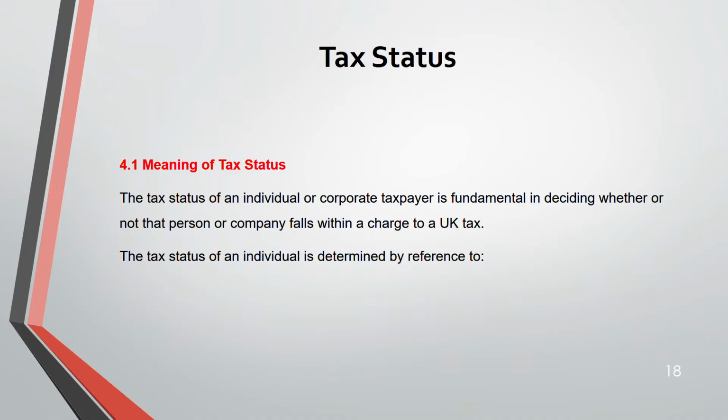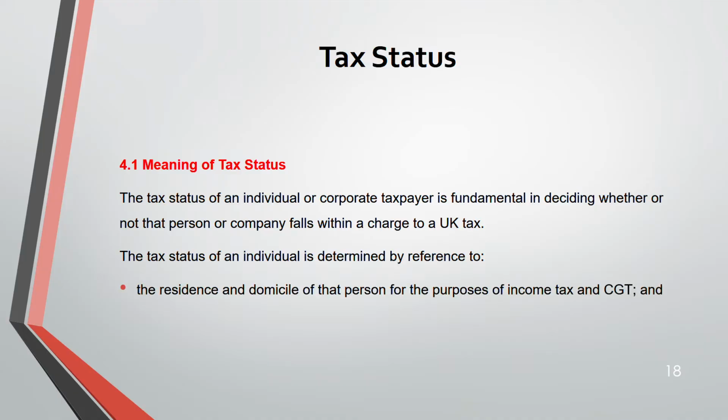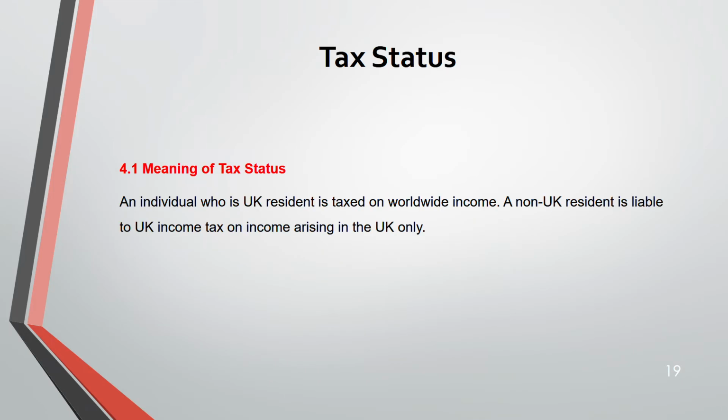Okay, so the tax status is determined by two things. One is your residence, one is your domicile. If it is for the purpose of income tax and capital gains tax, both residence and domicile are needed. And if it's for IHT, only domicile is important. That means inheritance tax, only domicile. Now, if you are a UK resident, you are charged on your worldwide income. No matter wherever your income is, it could be in Germany, Japan, France. If you are a UK resident, you will be charged in the UK on those incomes. Okay, you will be charged to UK income tax.